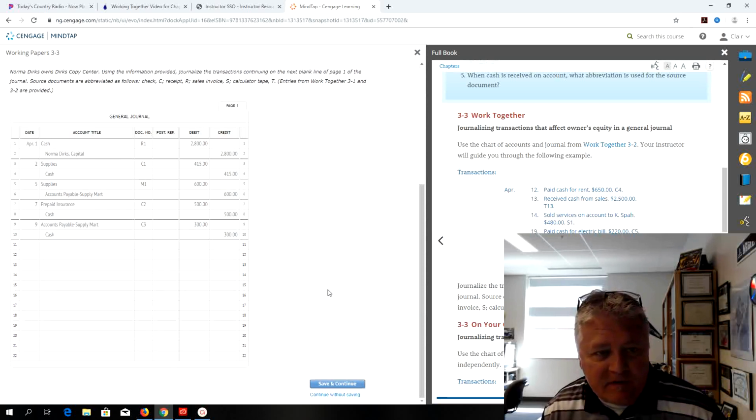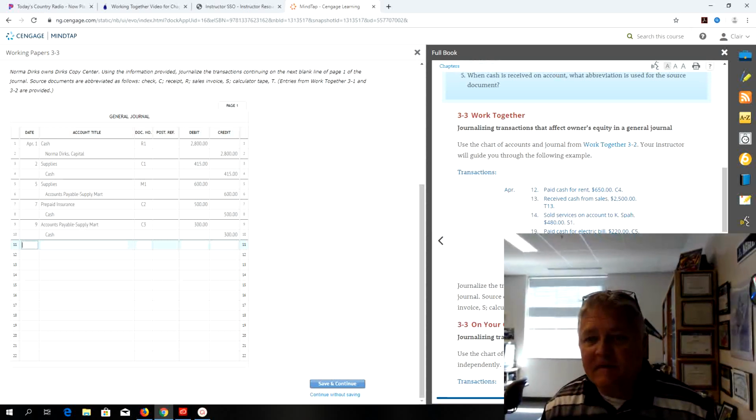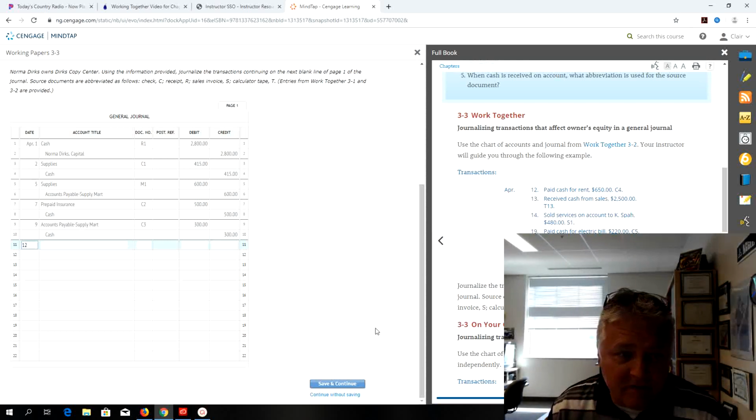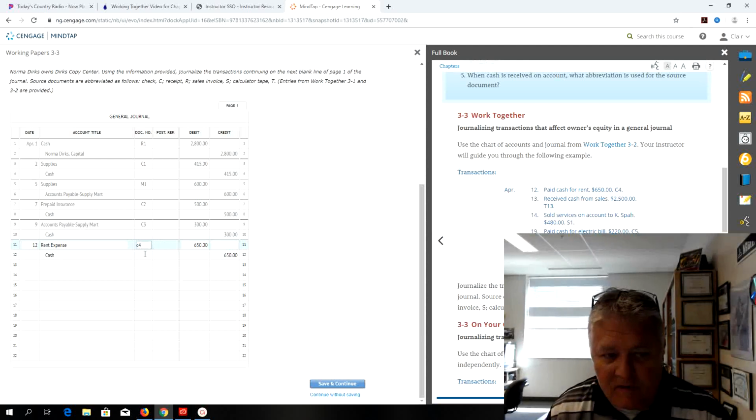So let me scroll down here, and I have the transactions open here to the right in the textbook because it was easier to read that way, and it's also in your book too. So paid cash for rent, and rent expense is on the list, and for $650. And since I paid cash, cash is my credit for $650, and my source document in this case is check number 4, or C4.